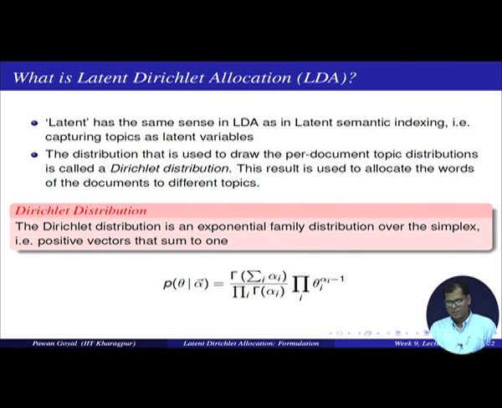So what are the Dirichlet distributions? If you try to understand it intuitively, this is a distribution over probability distributions. What do I mean by that? The Dirichlet distribution is an exponential family distribution over the simplex, that is, the positive vectors that sum to 1. When I talk about simplex, you can talk about, say, one simplex.